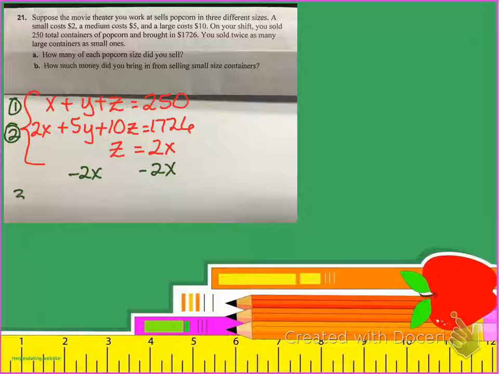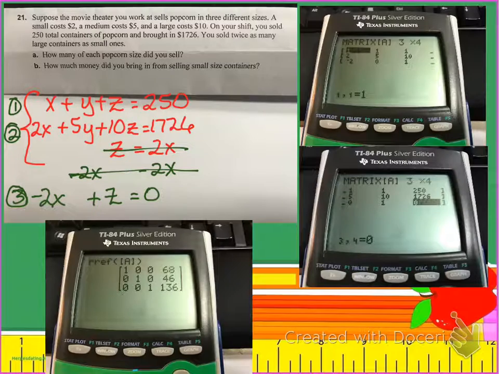And then it said you sold twice as many large containers as small containers. So z is equal to 2 times x. So large is twice the smalls. I move my x over to get it into the right place. So my third equation is negative 2x plus z equals 0. You see on the right where I put the system into the calculator.